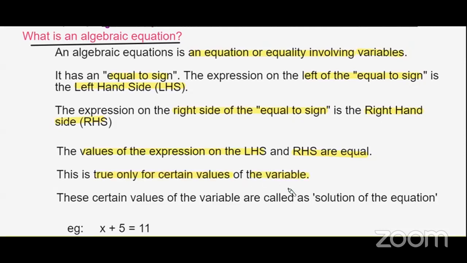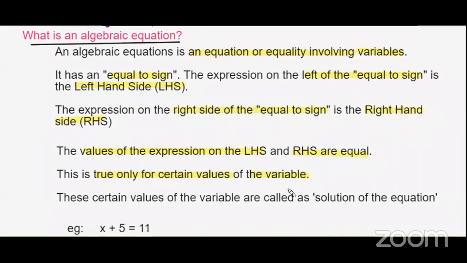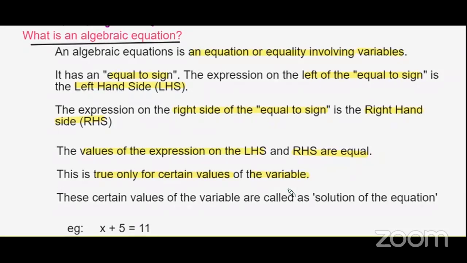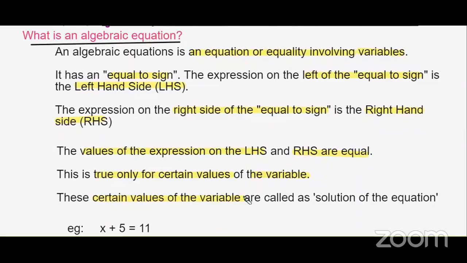It means that instead of that variable, when you insert any integer, natural number, fraction or decimal, the equation is not going to be true for every number. It's going to be true for only certain numbers or values. Those certain values which make the two sides of the equation equal for that variable are said to be the solution of the equation. Let's take two examples to understand that.